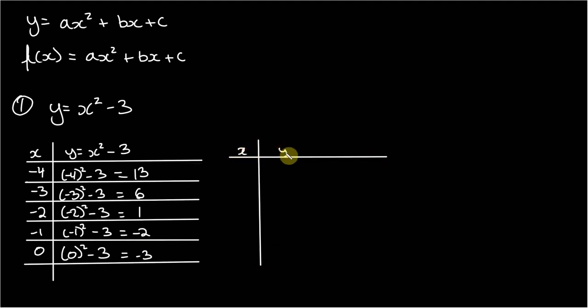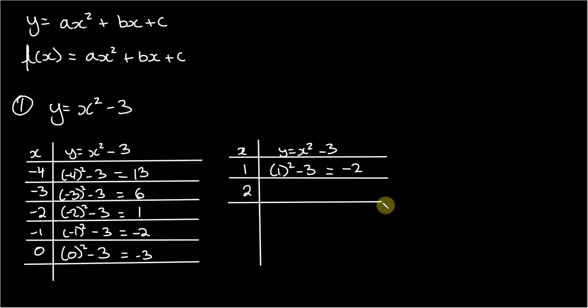So it's x, this is still y equals x squared minus 3, and we'll start off from 0, so it's going to be 1, x equals 1. So it'll be 1 squared minus 3, again that's just going to be 1, and 1 minus 3 is negative 2. Now x equals 2, so it's going to be 2 squared minus 3, which is 4 minus 3, so it's going to be 1.